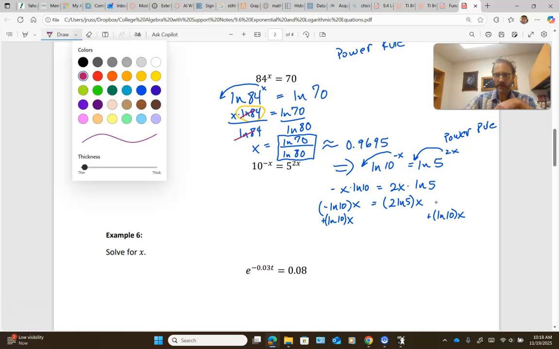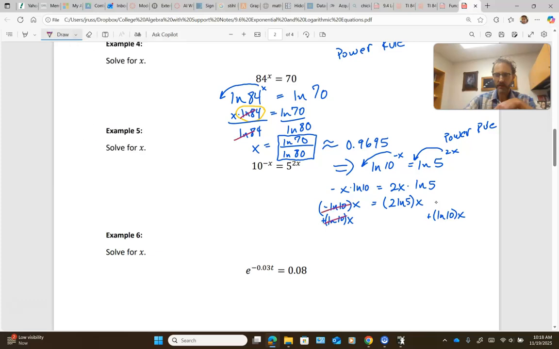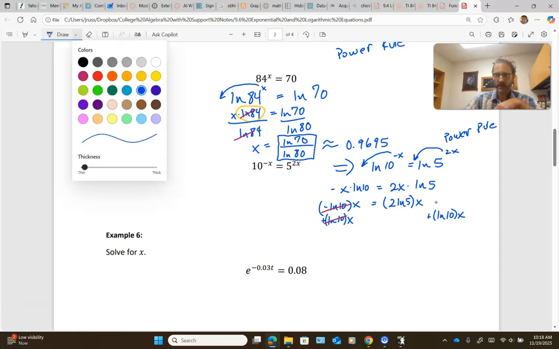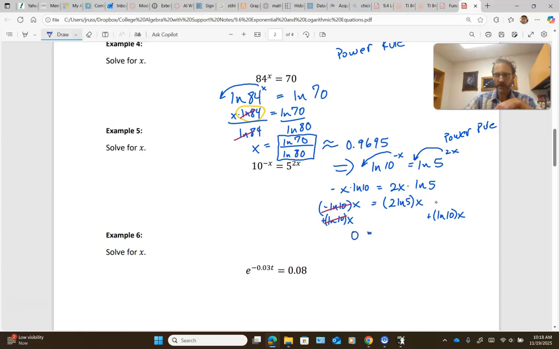And so when you do that, on the left-hand side, you end up with 0 equals, and then I'm just going to rewrite this, 2 times the natural log of 5 times x plus the natural log of 10 times x. Okay. Now if these coefficients of x were integers, well, we would just combine these like terms, because these are like terms. However, it's a little tricky here, guys, because these coefficients are not integers.